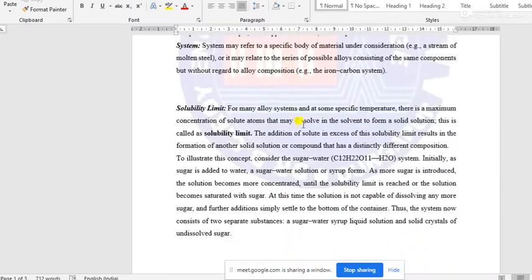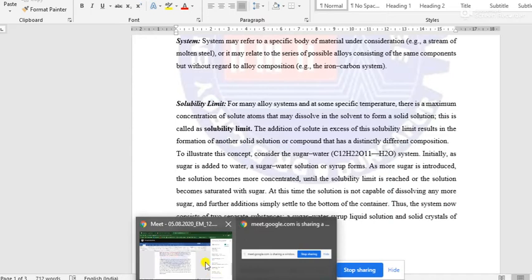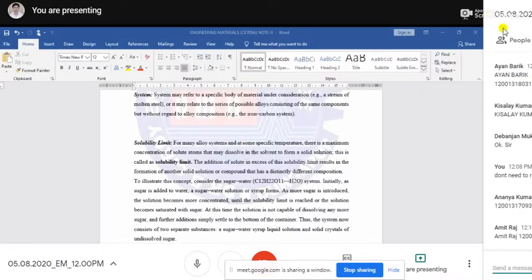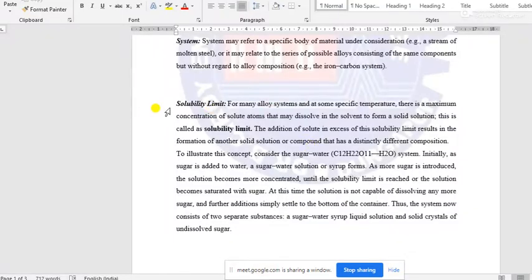Now in the next part there is one important parameter, that is solubility limit. In the previous class we discussed solute and solvent. What is solute and what is solvent?